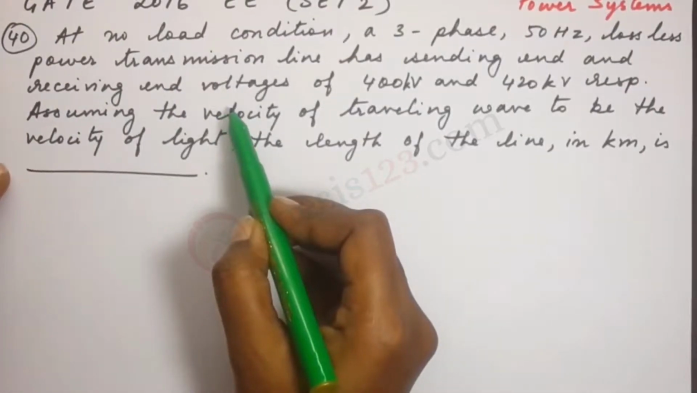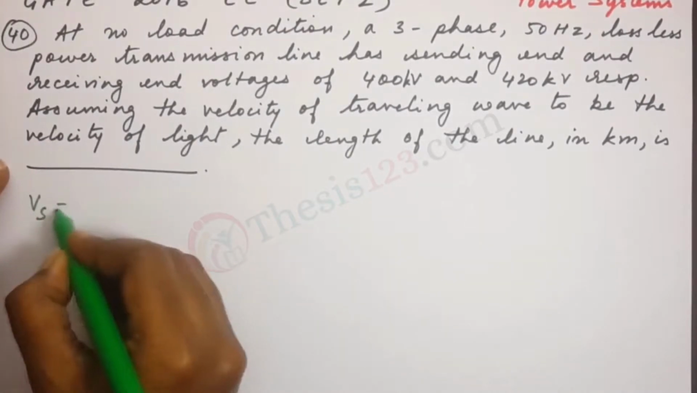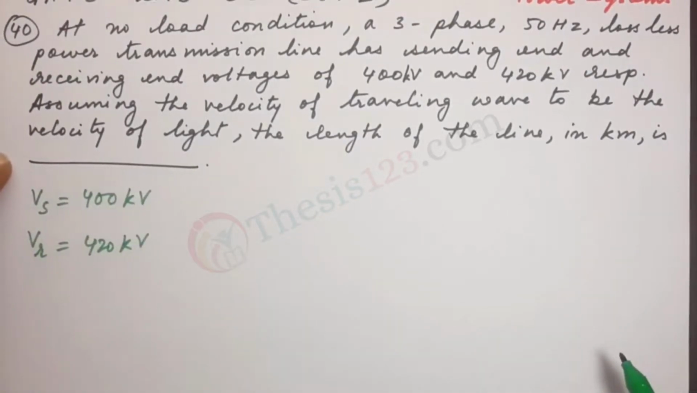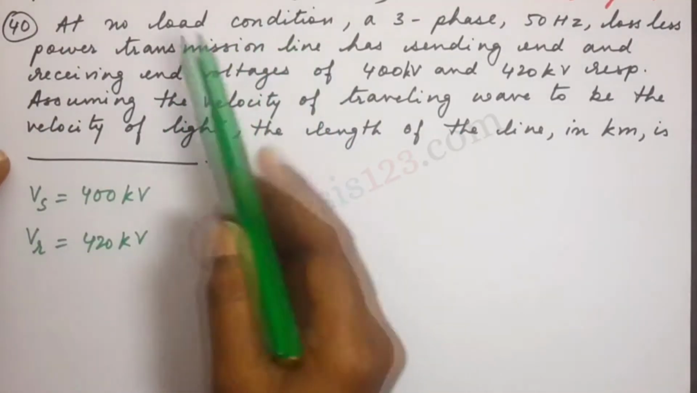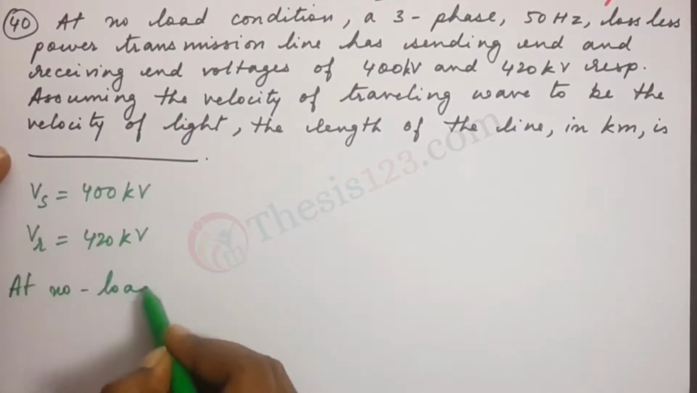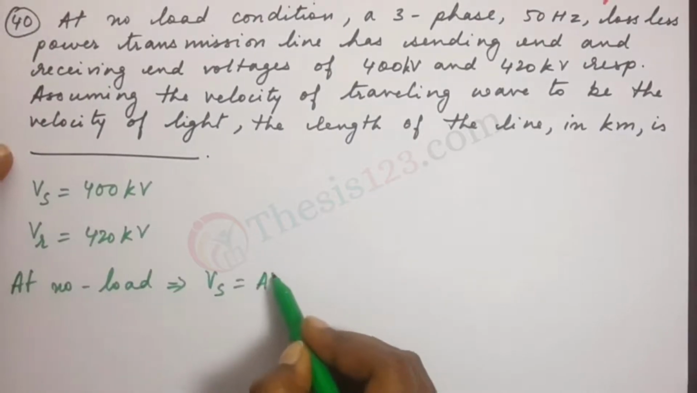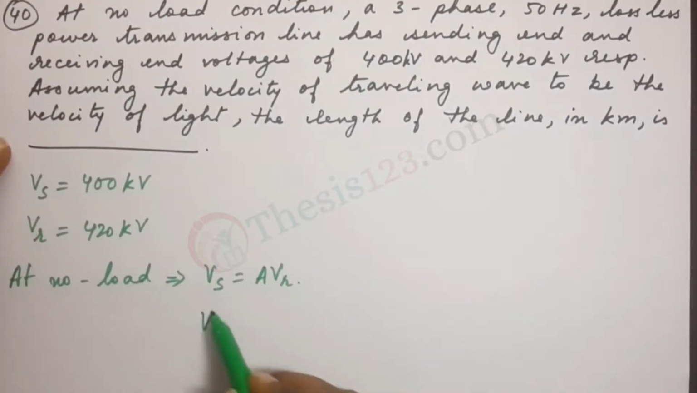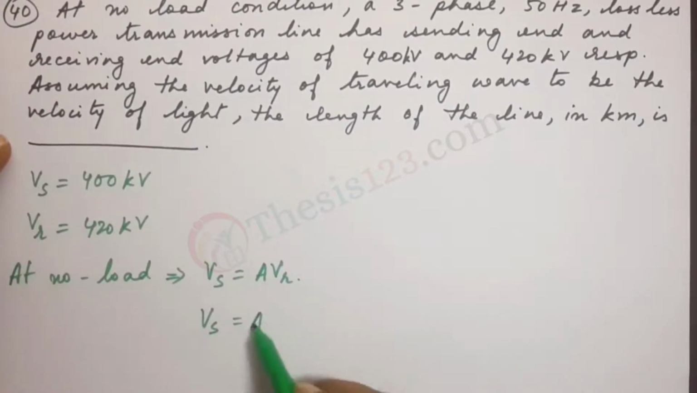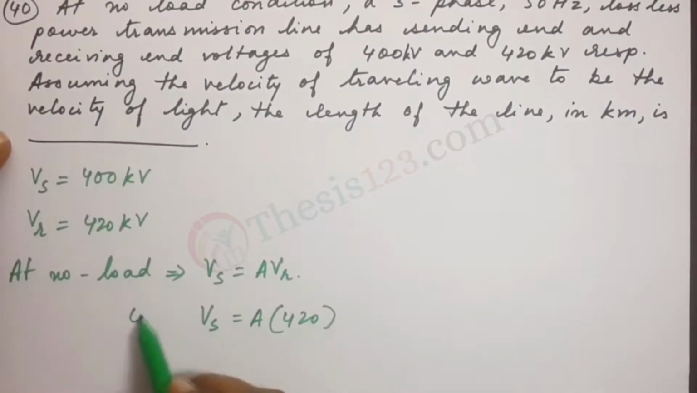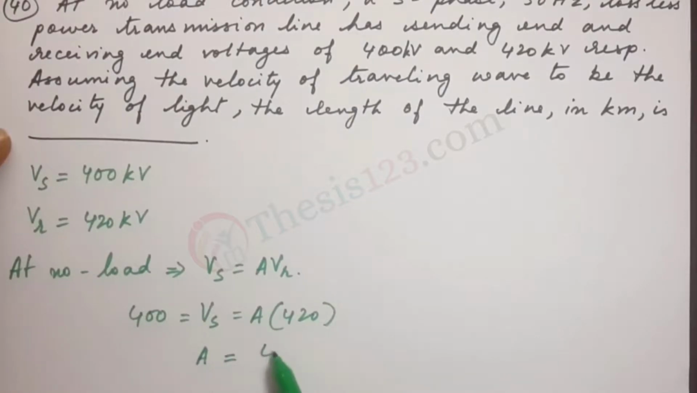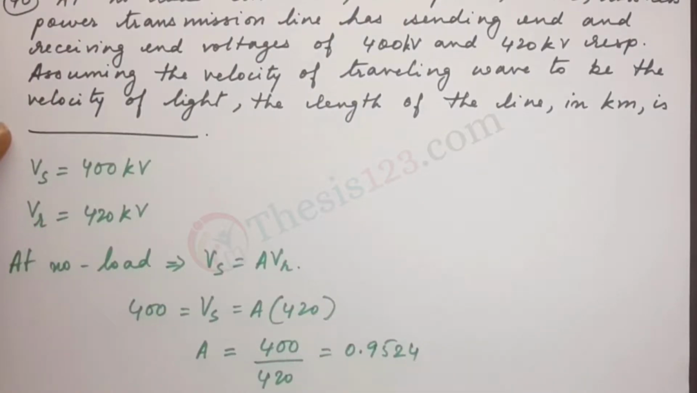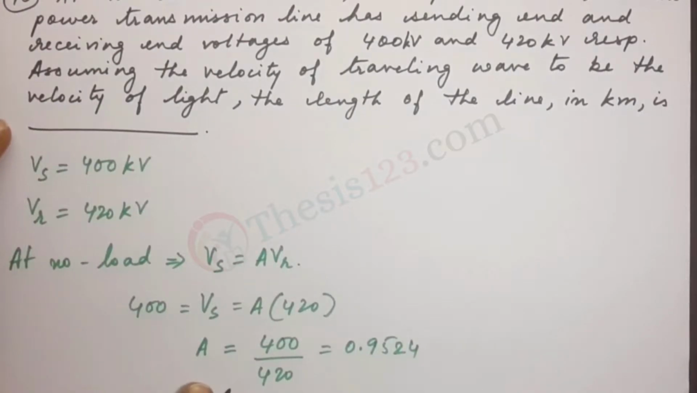We have been given the sending end and receiving end voltages here. So that's Vs is given as 400 kV and Vr is given as 420 kV. Now the question talks about no load condition. So at no load, we need to remember the relation that Vs is equal to A times Vr. Now A is a constant, okay? Let's find out what A is first. So Vs is equal to A times 420. Vs is 400. So from here we can find out what A is. A is 400 divided by 420, which is 0.9524.